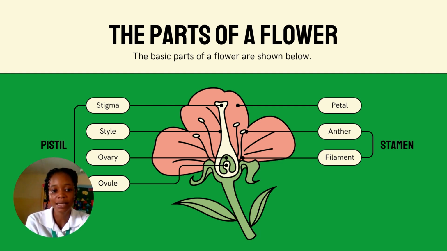On the other side, we have the petals, anther, and filament. They form the male parts of the flower, and all together they are called what? The stamen. So you can see this is basically the various parts of your flowers, as you can see on the screen.